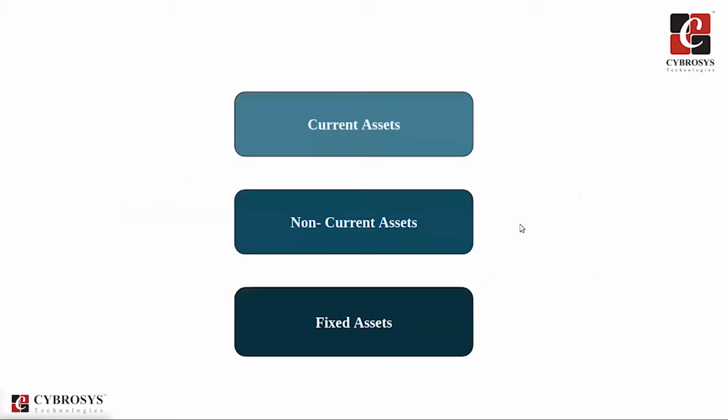A company can have different types of assets: current assets, non-current assets, fixed assets. If you take the case of current assets, it is an asset which can reasonably be expected to be sold or consumed or exhausted through the normal operations of the business within the current fiscal year or financial year.